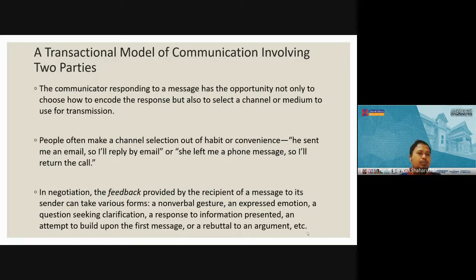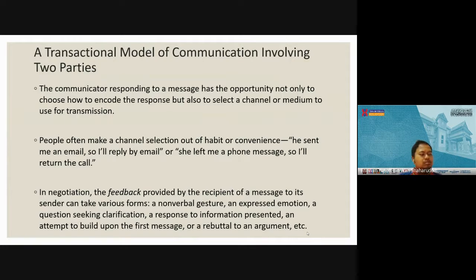And then the communicator responding to a message has the opportunity not only to choose how to encode the response, but also to select a channel or medium to use for transmission. So it doesn't have to be that when a person speaks to you, you also have to reply in spoken language. Sometimes when the person speaks to you, you reply by email, for example, or reply in text messages, or reply with what we have in WhatsApp right now, a voice note, for example. Although it is still a voice, it is not transmitted face to face via spoken language. People often make a channel selection out of habit or convenience.